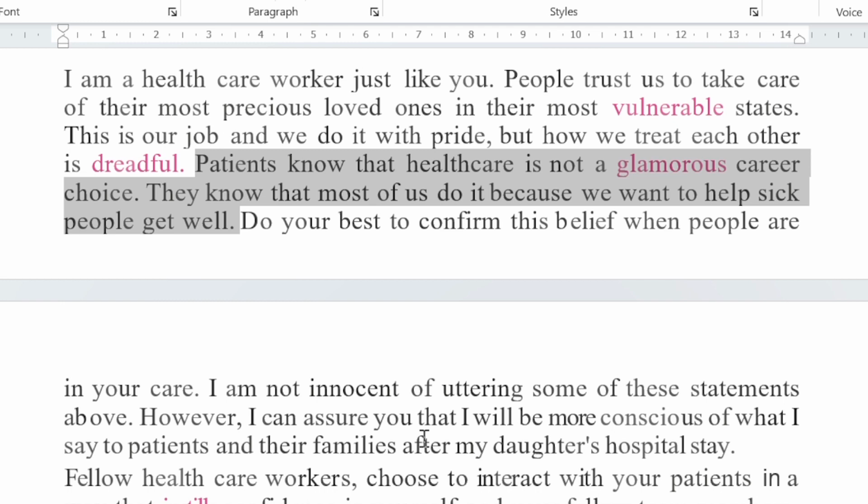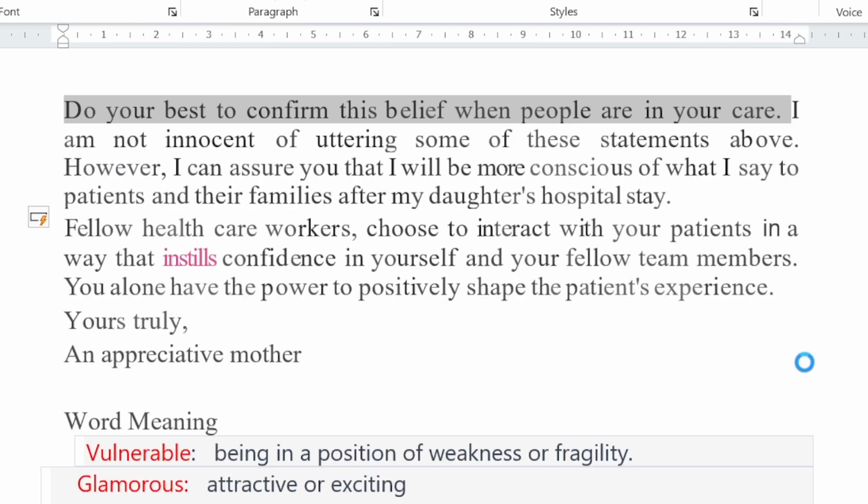So here patients understand that working in healthcare is not always glamorous. They know that most healthcare workers choose this career because they genuinely want to help sick people get better. Do your best to confirm this belief when people are in your care. So the speaker is encouraging healthcare workers to do their best to show patients that they truly care and want to help them when they are receiving care.